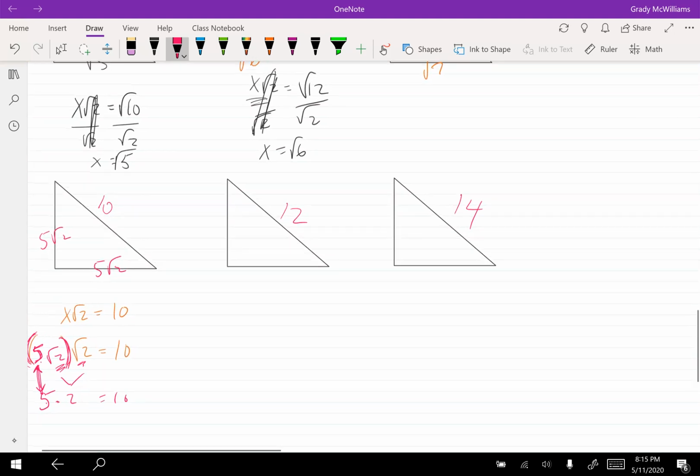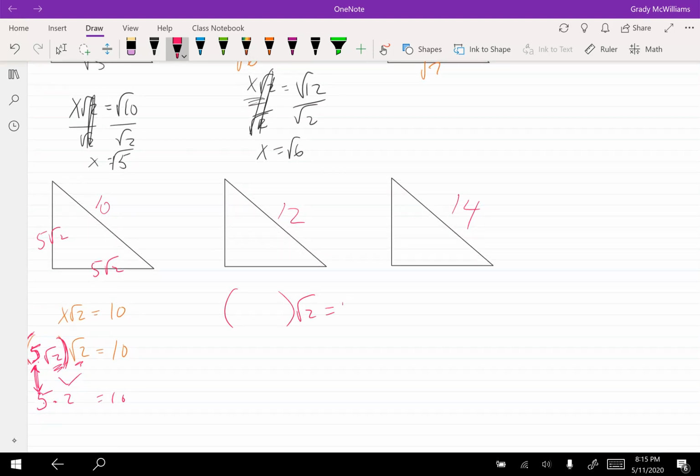So I'm going to try it again. Something times square root of 2 makes 12. This does not have a square root in it. So that means I had to have a square root in here to get this to be a regular 2. What times 2 makes 12? That has to be 6. So this has to be 6. So 6 square root of 2 times square root of 2 makes 12. You knew this is a regular 2, talked about it earlier. So 6 times 2 makes 12.